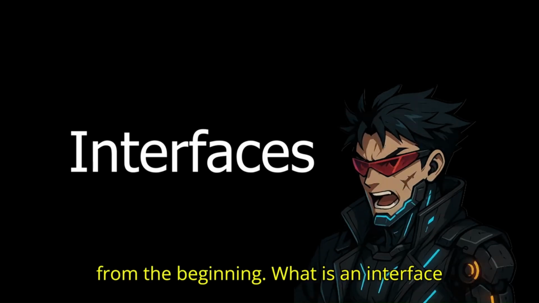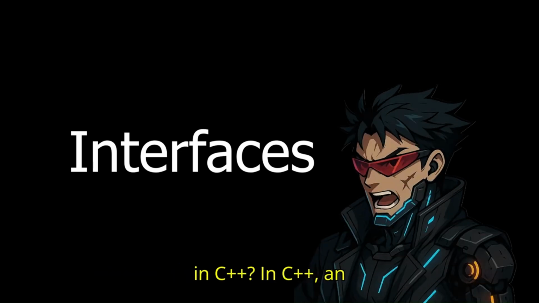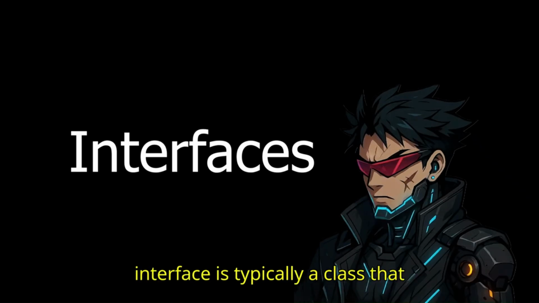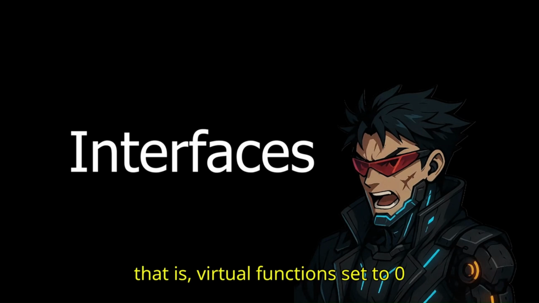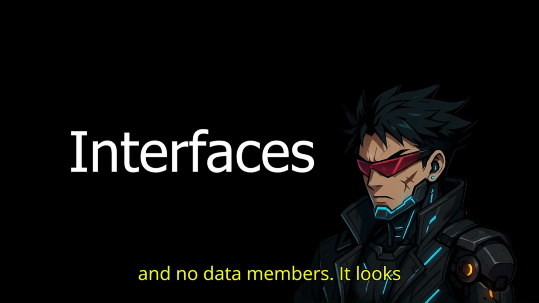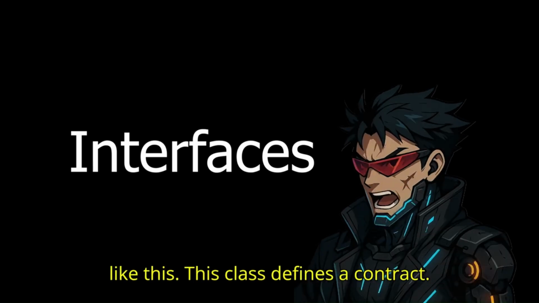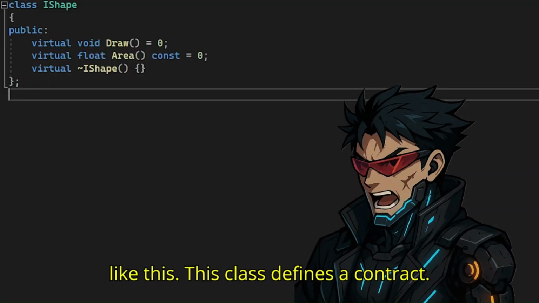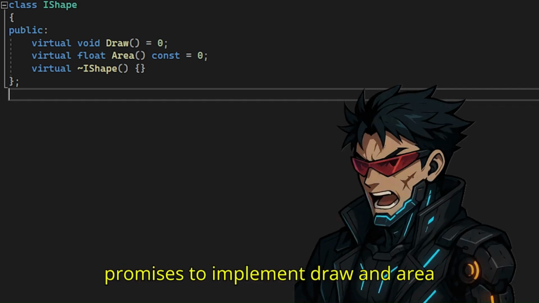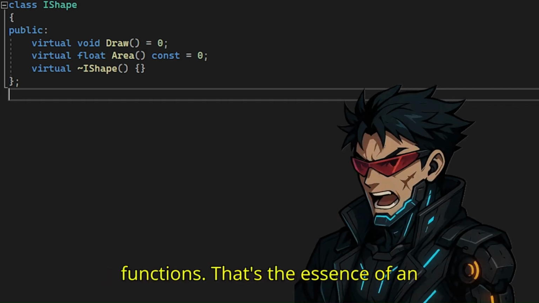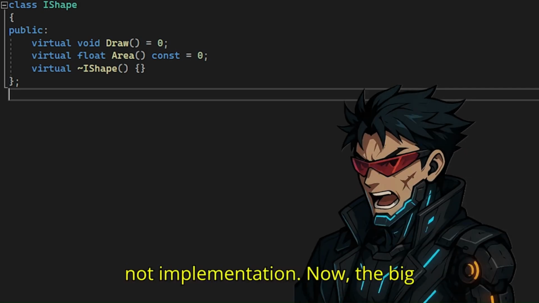What is an interface in C++? In C++, an interface is typically a class that contains only pure virtual functions, that is, virtual functions set to 0, and no data members. It looks like this. This class defines a contract. Any class that inherits from IShape promises to implement draw and area functions. That's the essence of an interface. A contract for behavior, not implementation.